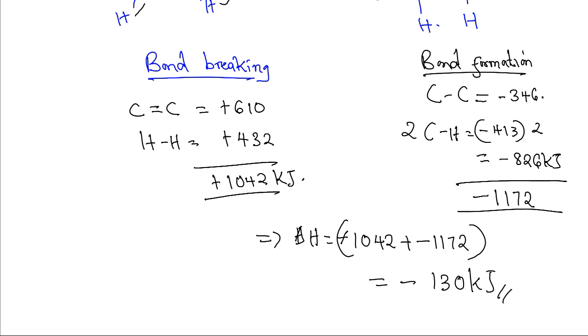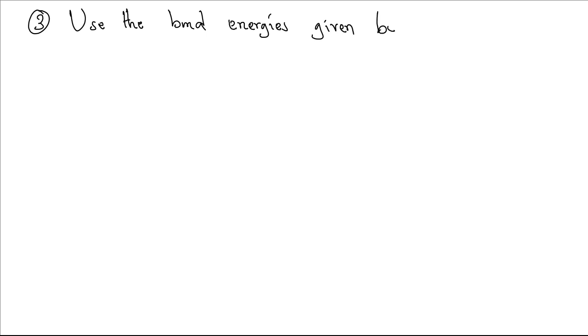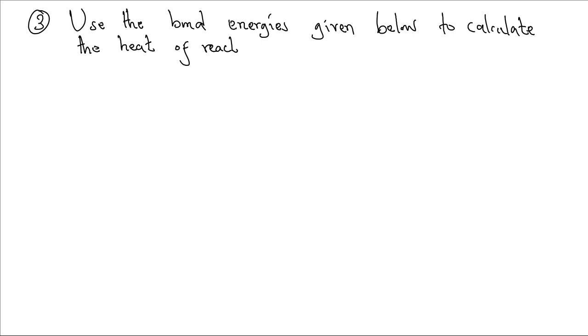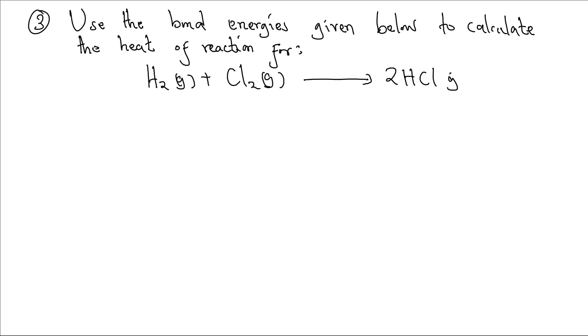Another question, which is our last example, number 3, use the bond energies given below to calculate the heat of reaction for hydrogen plus chlorine gas to form 2 of HCl gas.